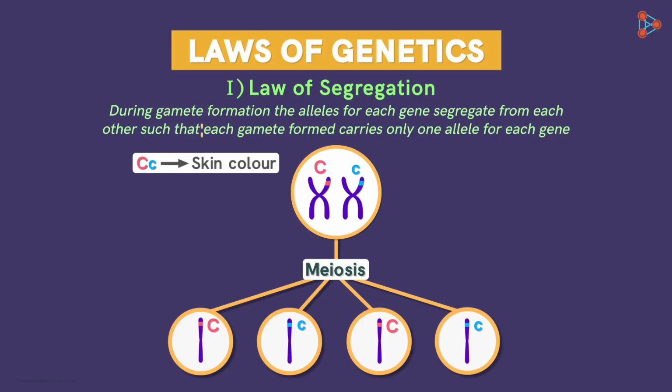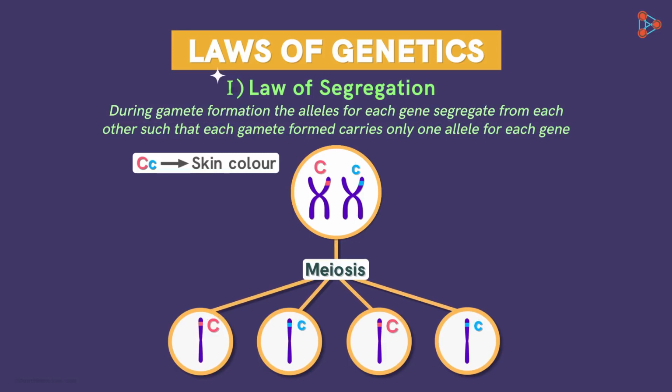It says that one gamete carries only one allele for each gene. Now this part means that at the end of the meiosis process, we will get 4 cells such that each cell will have only one allele in it. So here, 2 cells will have capital C and the other 2 cells will have the lowercase c allele. Thus, each gamete gets only one allele. To summarize, we can say that the alleles for a gene segregate during gamete formation.